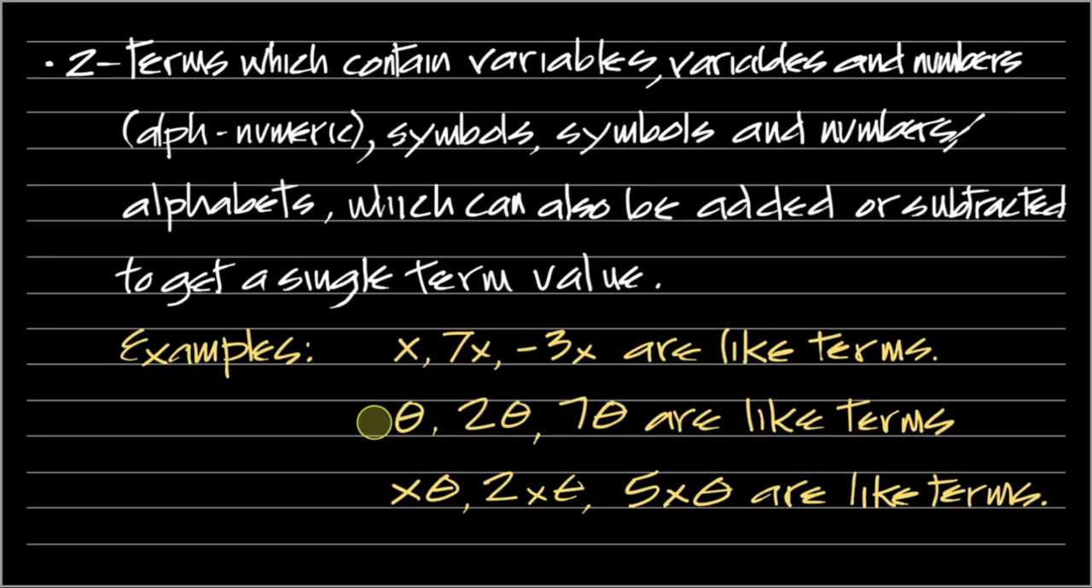Next is theta, which is a symbol for angles. 2 theta, 7 theta are all like terms because they have this theta common in all the three terms. Then here, x theta, 2x theta, and 5x theta are like terms because they have x theta in common with the three terms.